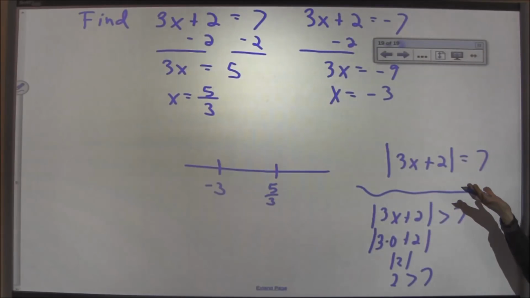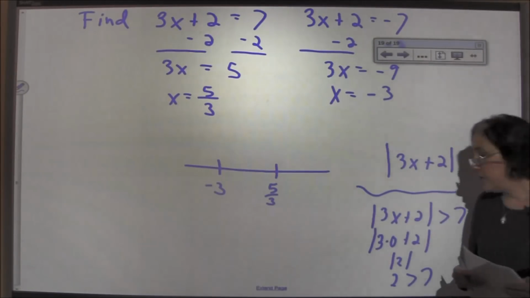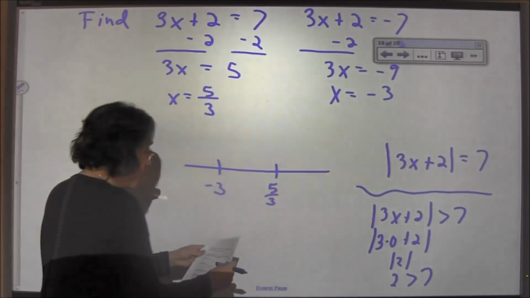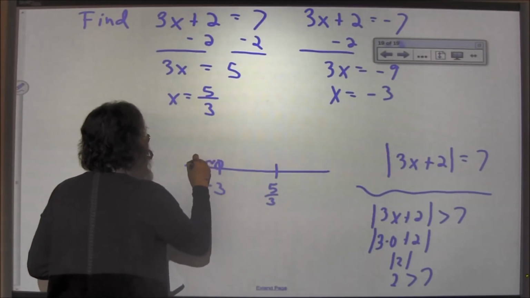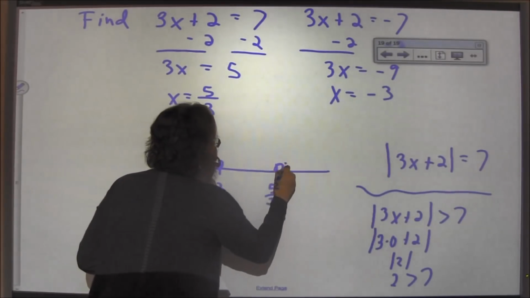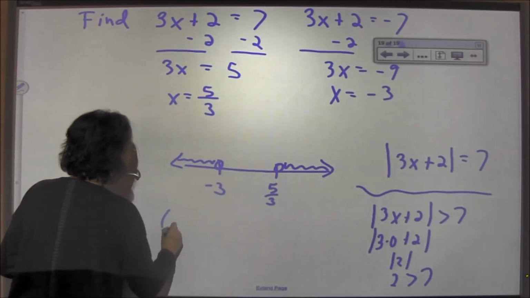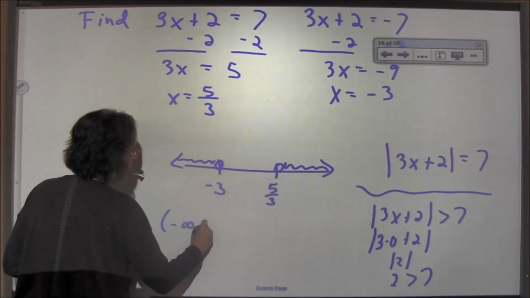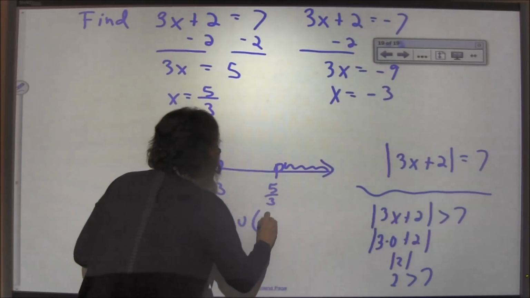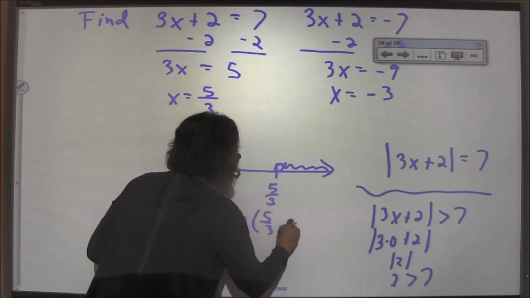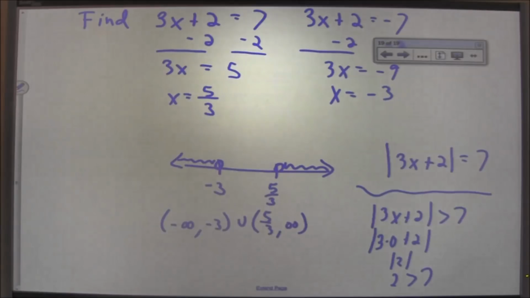No. Okay? So what we have then is that the numbers below negative 3 work and the numbers above 5/3 work. And then you have to describe that. So that's negative infinity to negative 3, union 5/3 to infinity. Okay?